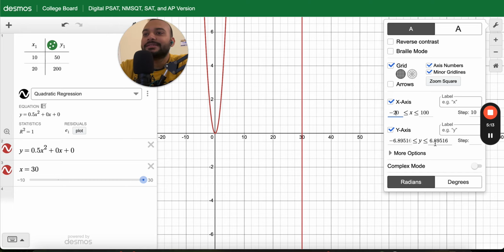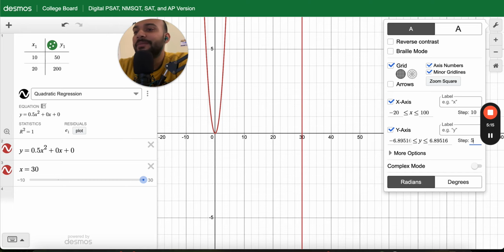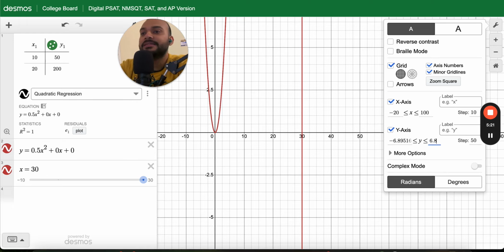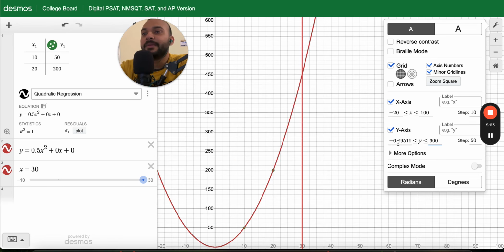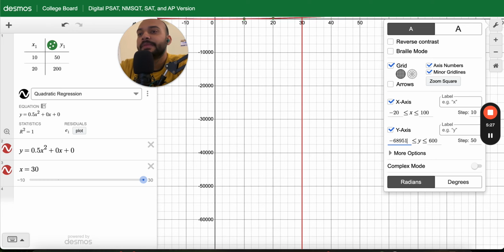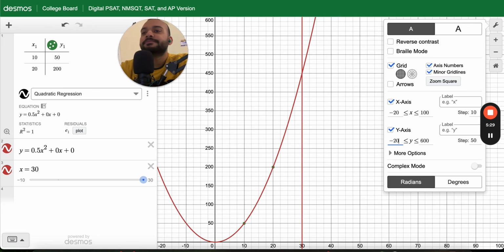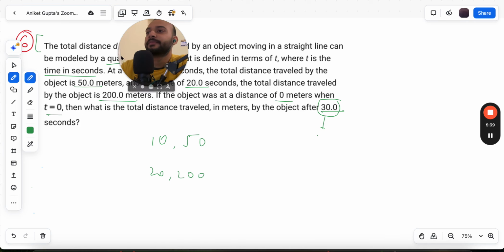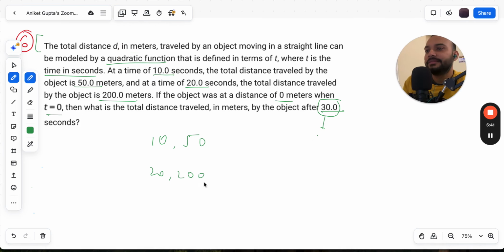On the y-axis, give the y step as 50 because the y values are higher. You see, 50 and 200. And let's say we give an upper bound of 600 theoretically, and a lower bound of, let's say, negative 20. Now you see we adjusted the view and it's right here. You can see the intersection point 30, 450. 450 is the answer.